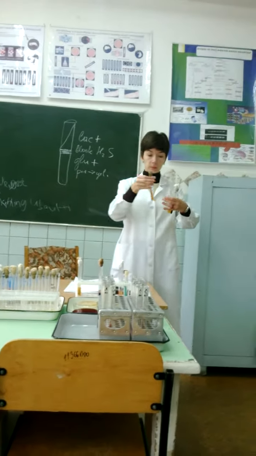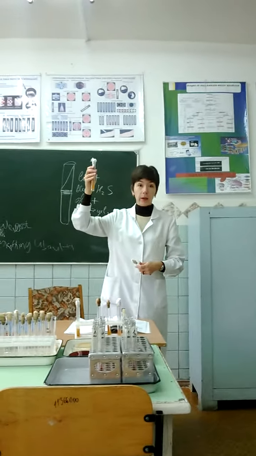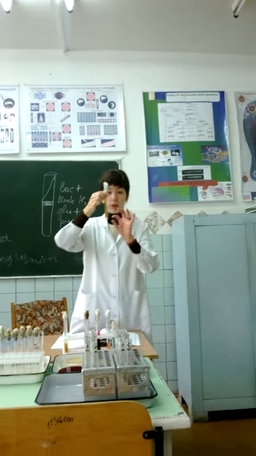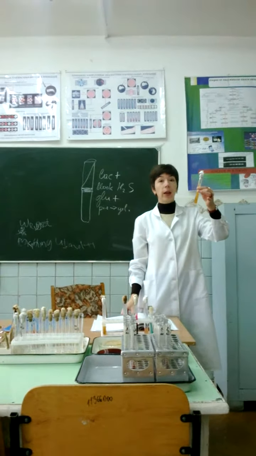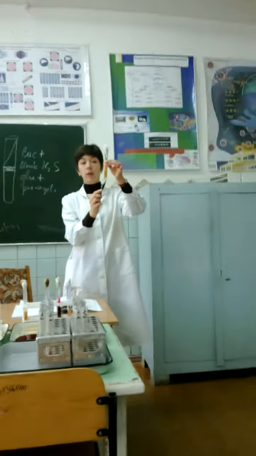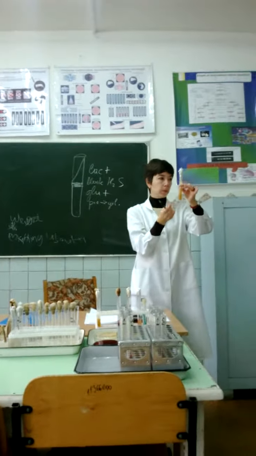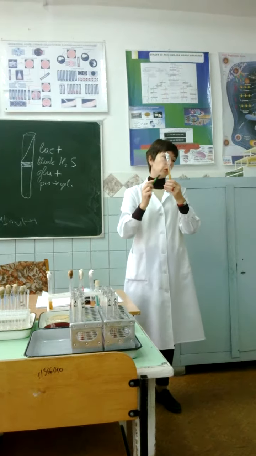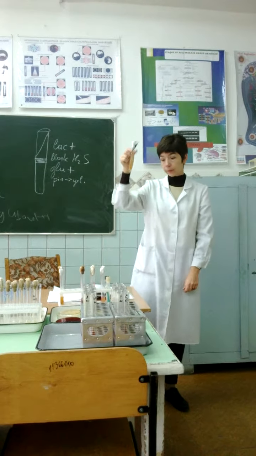For example, this is E. coli. Why? Because it destroys glucose, and destroys glucose with gas. Can you see bubbles in the media at the top? It destroyed lactose, changed color, with no formation of hydrogen sulfide. This is triple sugar iron agar with E. coli.